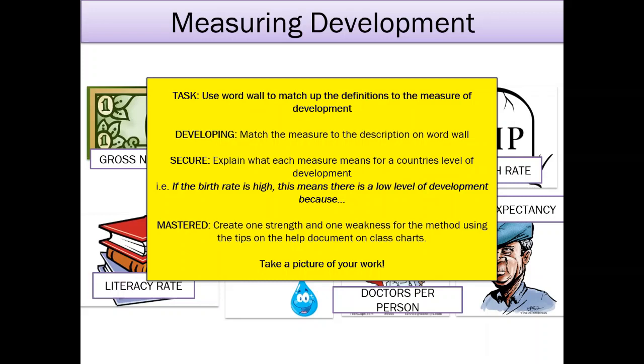For mastered, then, I want you to create strengths and weaknesses for each method. So I want you to tell me what a good thing is of that measure of development or a bad thing. And again, if you go on to class charts, there's a Word document on there that has ideas of what you can think about that would be good and bad things for each one. And again, it's got the full list of each measure of development, so you can go through each one. So I'm going to ask you to pause the video now, and once you've finished doing the task, just take a picture of your work ready to upload to class charts.